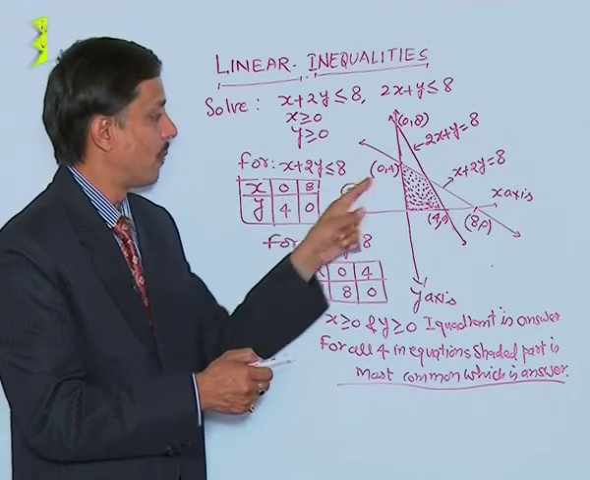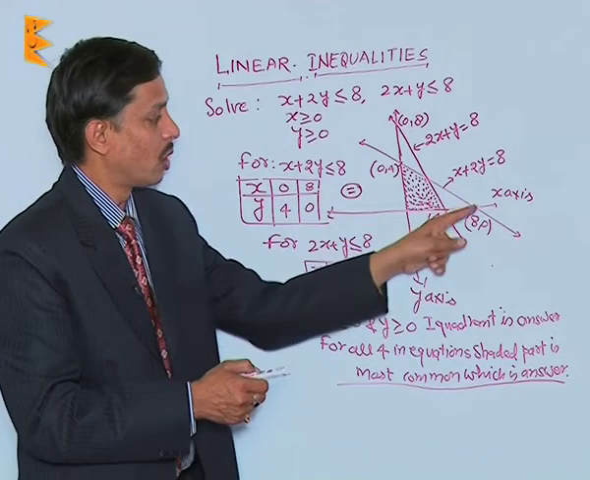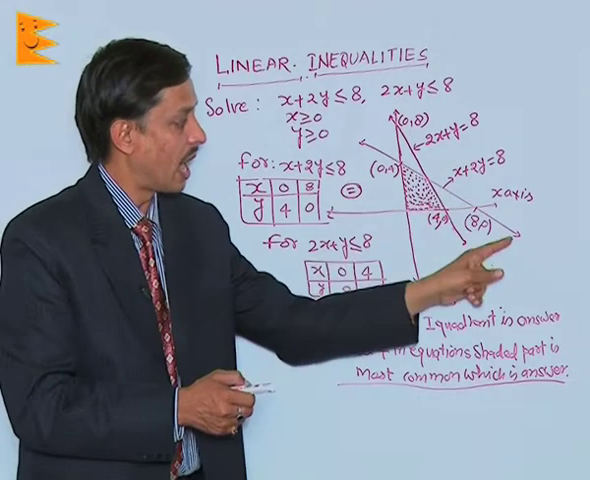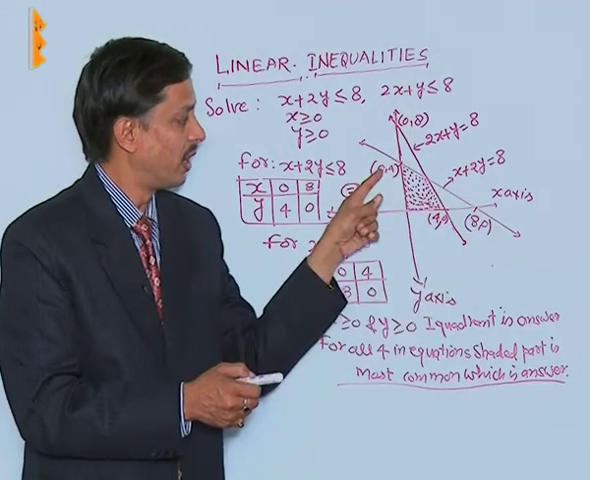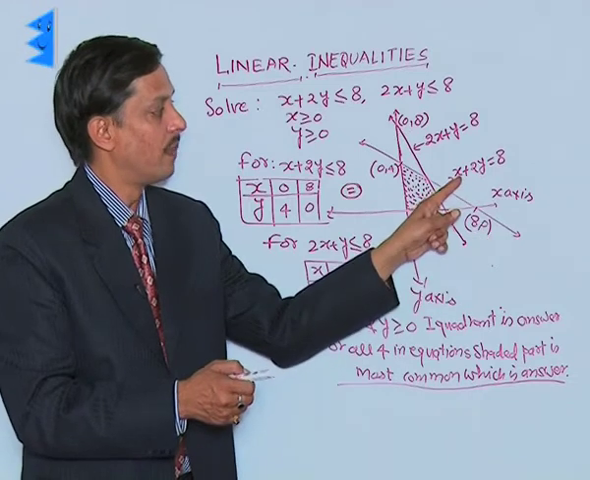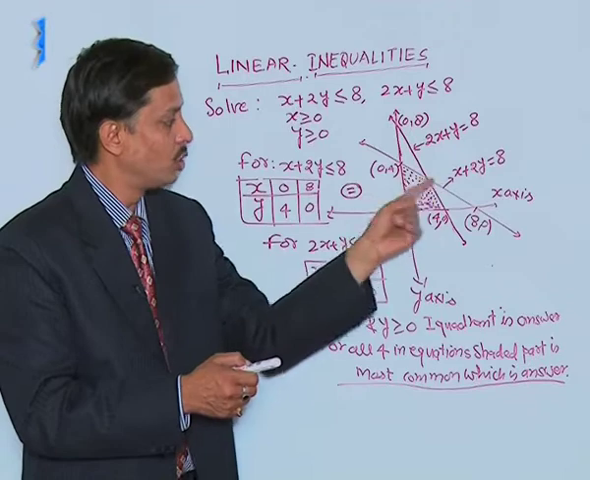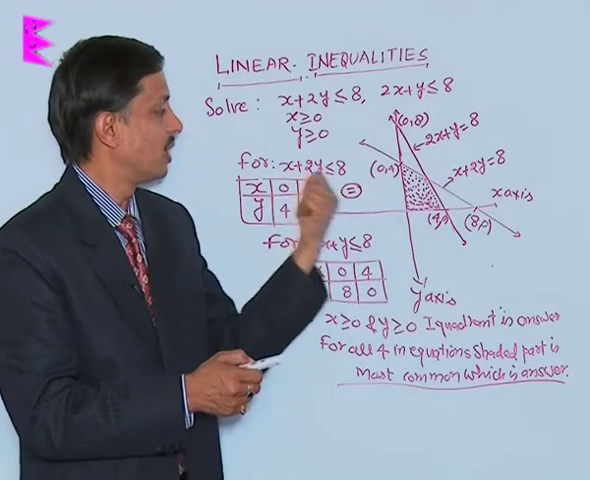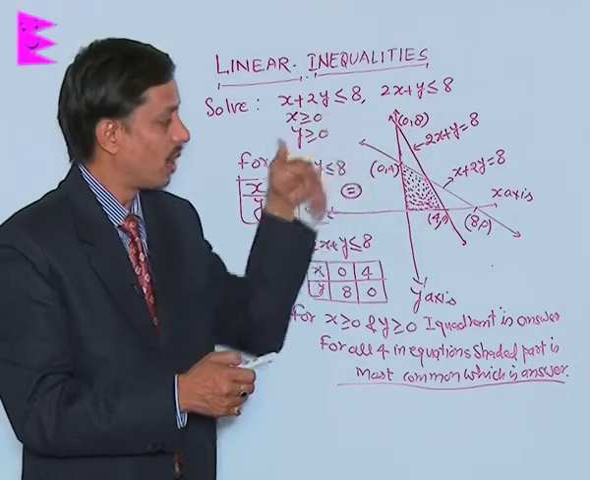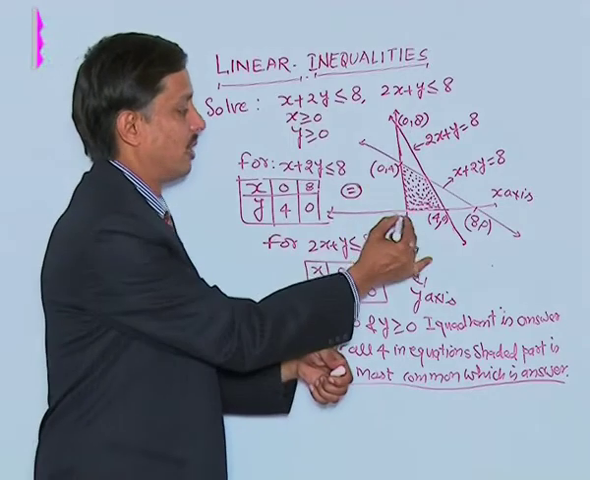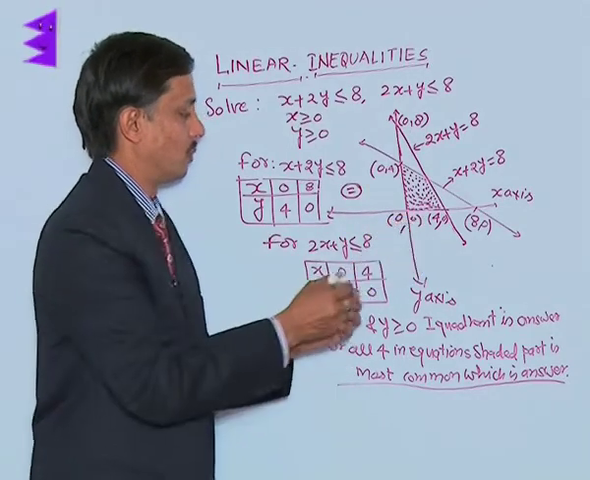And 0 comma 4 is this point, 8 comma 0 is this point. So I have drawn this line joining 0 comma 4 and 8 comma 0. This is the graph of x plus 2y equals 8. And 0 0 satisfies this inequality, so its graph will be toward the origin side, that is toward 0 0.